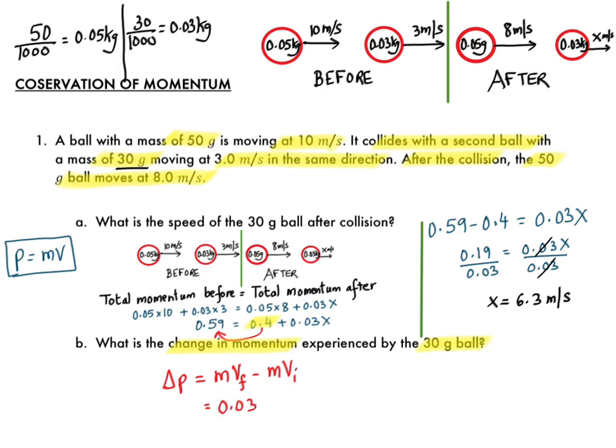So 0.03, that is the 30 gram ball converted to kgs. Vf is 6.3 meter per second. That's the value for x which we got. That is after collision, which is the final velocity. So we write that minus 0.03 times 3 meter per second. If you look at the diagram, before collision the 30 gram ball was moving at 3 meter per second, so that's its initial velocity. Then we calculate it, get the number, and put the unit, which is kg meter per second.